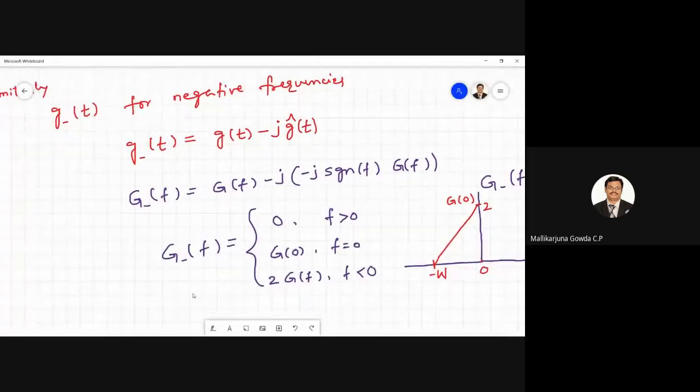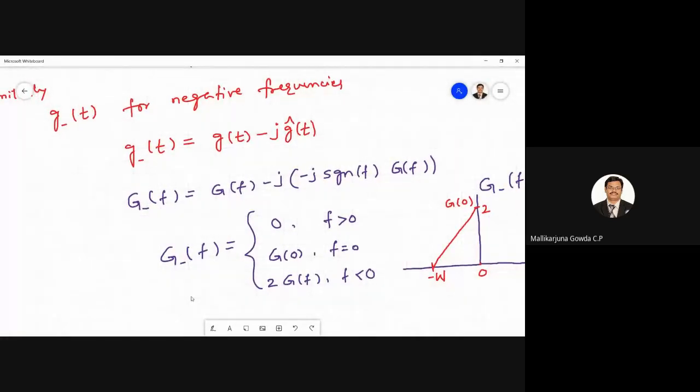I think the next concept is the complex envelope, the complex envelope of the band pass signal. I think I will take up that tomorrow. Okay. So still another 20 minutes is there. I think I can finish that.